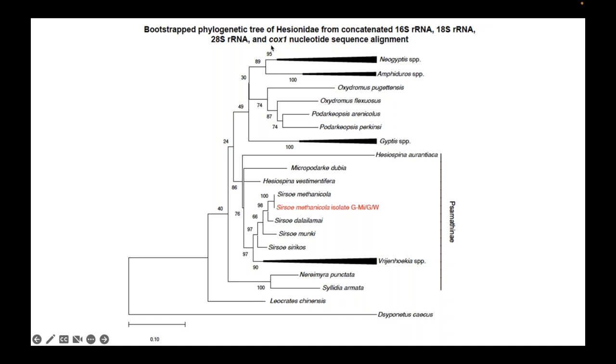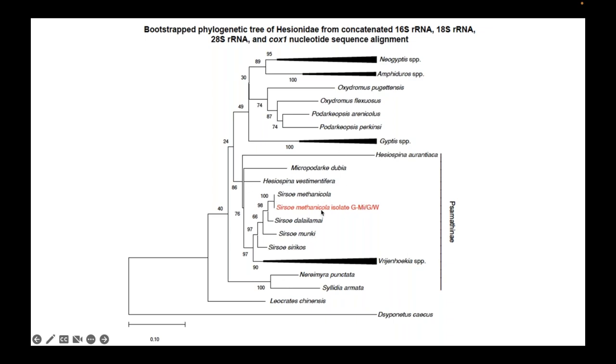So not surprisingly, the 16S, 18S, and 28S RNA genes and the cytochrome c oxidase subunit 1 (COX1) sequences assembled from the ice worm were most closely related to similar phylogenetic marker genes sequenced from the same species. And the phylogenetic tree generated from the concatenated alignment of these marker genes was also consistent with the most recent phylogeny of the ice worm genus Sirsoe and the family Hesionidae.